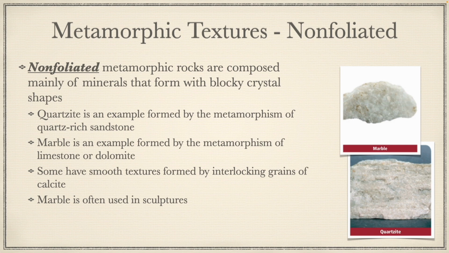Non-foliated metamorphic rocks. These are composed mainly of minerals that form with blocky crystal shapes. Some examples. Quartzite is an example formed by the metamorphism of quartz-rich sandstone. So if you have sandstone, which is a sedimentary rock, you heat it, apply some pressure to it, and it metamorphosizes, you end up with quartzite. Marble is an example formed from the metamorphism of limestone or dolomite. Some have smooth textures formed by interlocking grains of calcite. Marble is often used in sculptures and construction. So these are non-foliated metamorphic rocks. One thing that makes these stand out is they tend to be shiny. Not necessarily metallic, but they tend to have a shiny surface, almost glass-like.